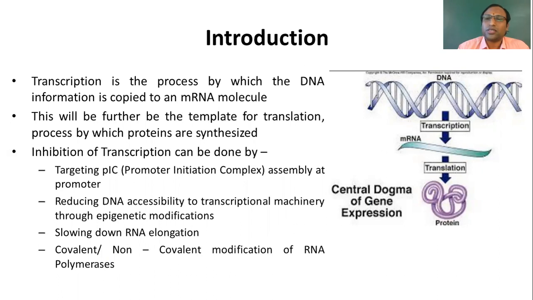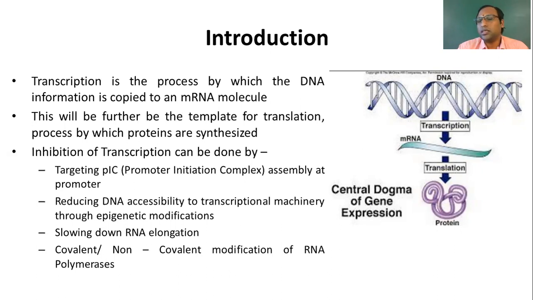The second process is reducing the DNA accessibility to the transcriptional machinery through epigenetic modifications. So at the epigenetic level, that is the euchromatin level, if we reduce the DNA accessibility, that is the ability to find the DNA on which transcription is taking place, by some enzymatic action or by some drug method, then the transcription can be inhibited.